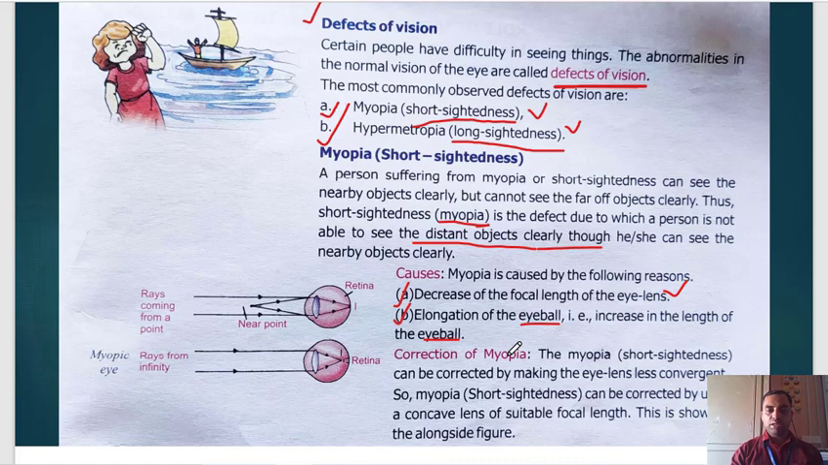Now, if this happens, what can be done? Correction of myopia. Myopia or short-sightedness can be corrected by making the eye lens less convergent. See, this is a normal eye. Now see, this is a myopic eye. On the retina, the image should be formed. Here, these are the incident rays, that means they are parallel to each other. That means the object is far away. Now see, this is an object which is nearby to the person.